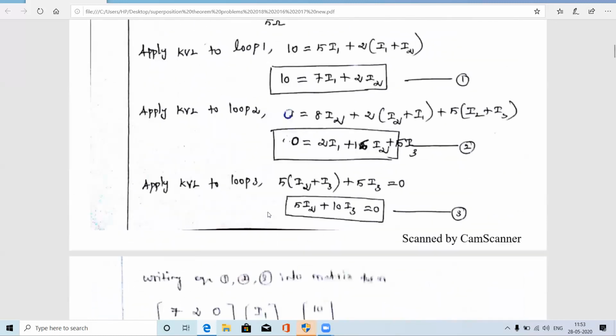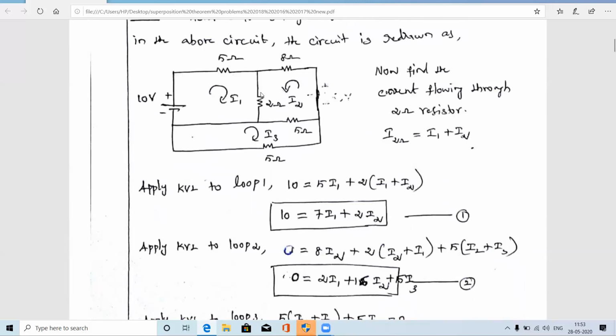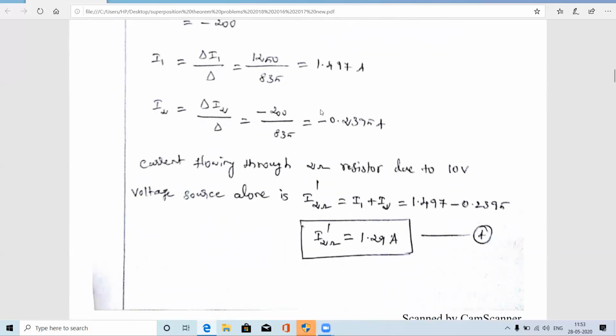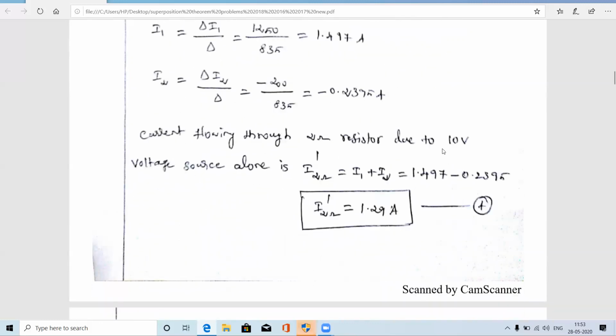So what is our question? Our question is the current flowing through the 2 ohm resistor. According to the circuit, what is the current flowing through the 2 ohm resistor? It is the addition of I1 plus I2. The current flowing through the 2 ohm resistor due to the 10 volt voltage source, you have to consider as I dash. So I dash is equal to I1 plus I2, which is 1.497 minus 0.2395. The answer is 1.29 amps. You consider this as equation number A. So step number 1 is over.